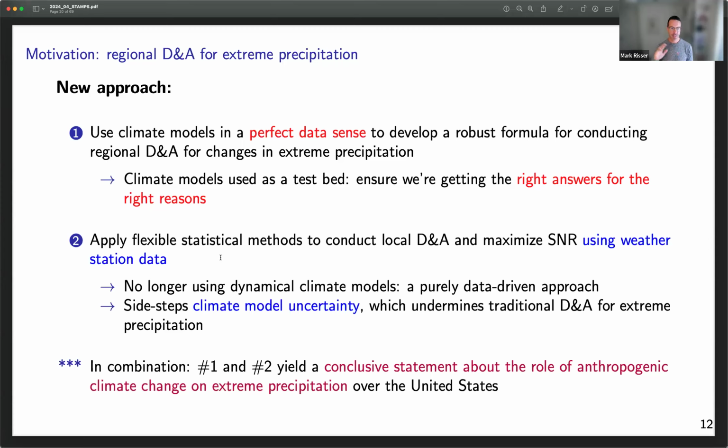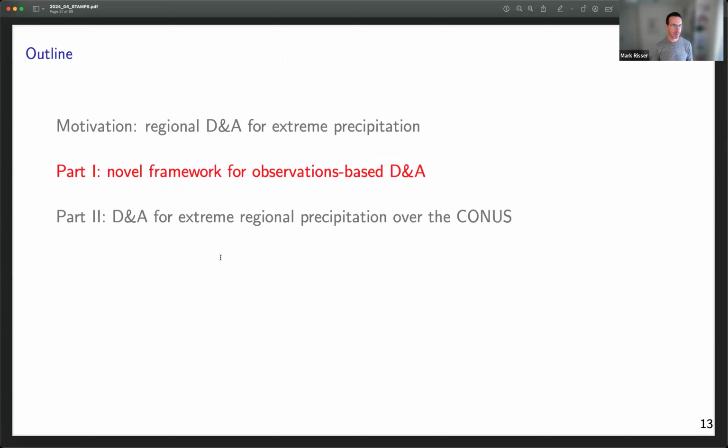And again, importantly, I think this gets around the climate model uncertainty problem, which, as I said, is undermining more traditional ways of doing detection and attribution, specifically for extreme precipitation. And then again, the punchline, as I said at the top, was that when we put these together, they do allow us to get some conclusive statements about what human influence is doing to extreme precipitation events locally, when we zoom in on the United States. So that's where we're going here.